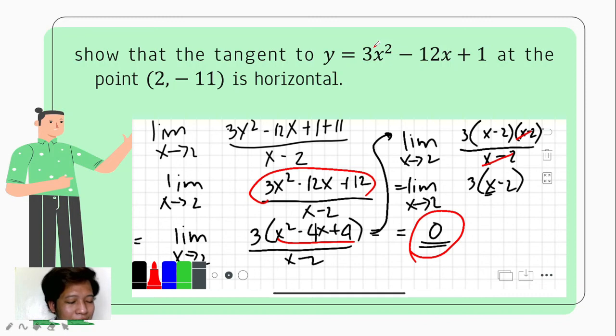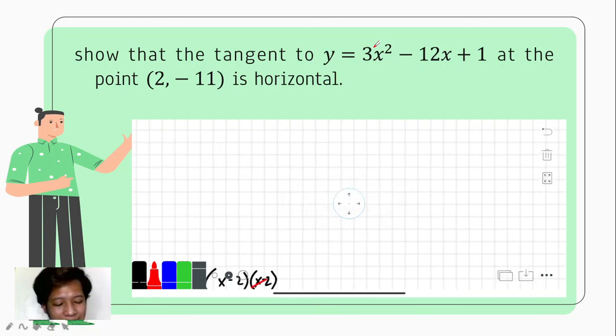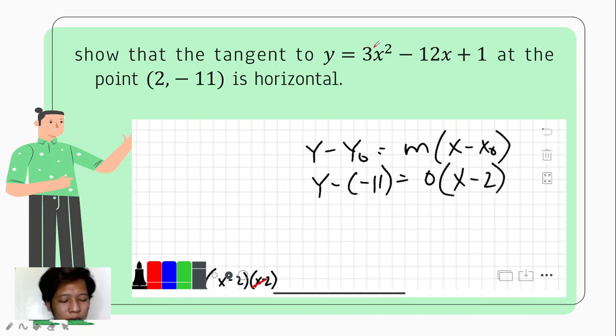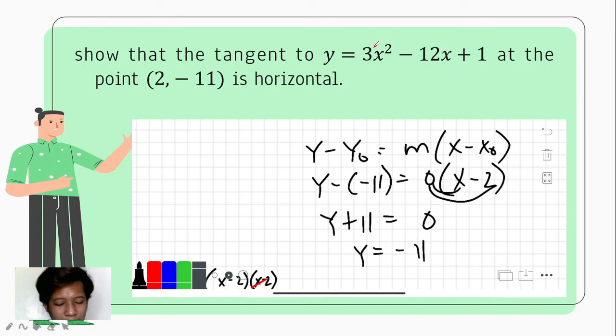Now, paano naman natin makukuha yung equation ng tangent line natin? Tulad ng ginawa natin kanina, we have y minus y sub 0 equals the slope times x minus x sub 0. So we have y minus our y sub 0 kanina, which is negative 11, equals the slope, which is 0, times x minus our x sub 0, which is 2. Alright, so we have y plus 11 equals 0. Kasi kapag sinimplify, this is 0. And then we have y equals negative 11. So this would be the equation of our tangent line.